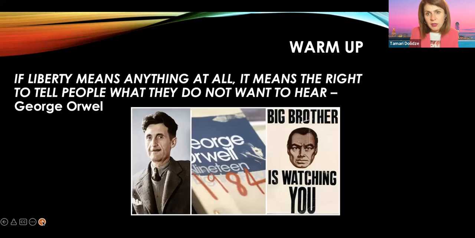Students were given some information that Louis Ray is a very famous comedian, especially in the UK. Then I gave them some quotes as warm-up activities, for example from George Orwell, and students were asked, based on this quote, what they think the potential topic of today's lesson is. "If liberty means anything at all, it means the right to tell people what they don't want to hear." So again, this was a quote which I gave to students as a warm-up activity.